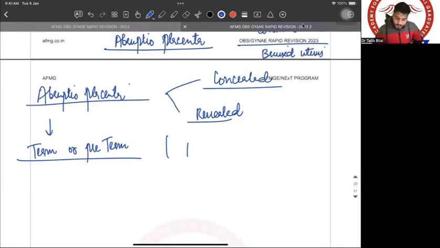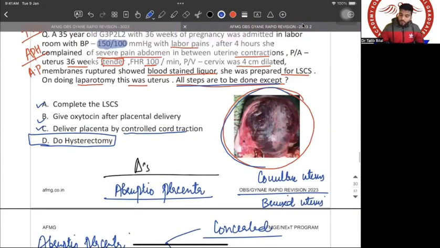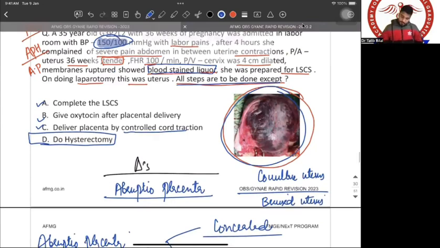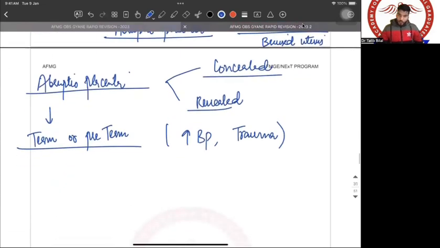What is the cause, guys? The cause is increased blood pressure and trauma. Guys, see, you can see the bruised uterus, trauma, and you can see here the blood pressure increase, and even the liquor is a red color. When the amniotic fluid is red color, that is the indication of antepartum hemorrhage. Okay. So increased blood pressure and trauma.